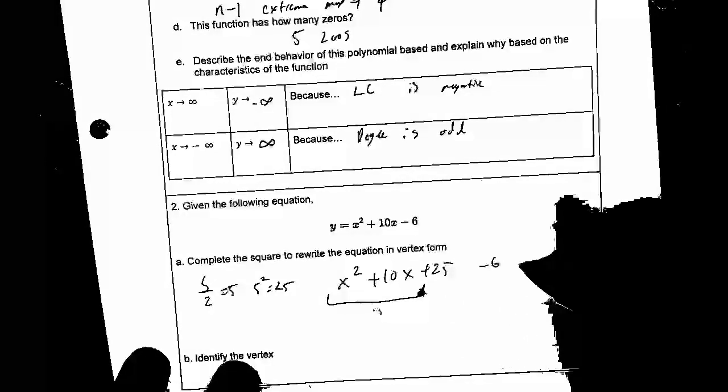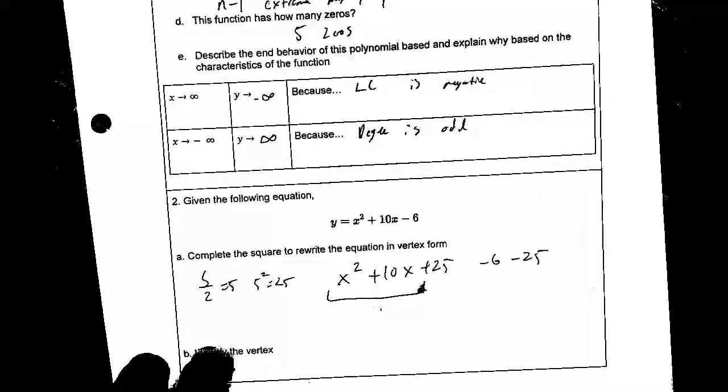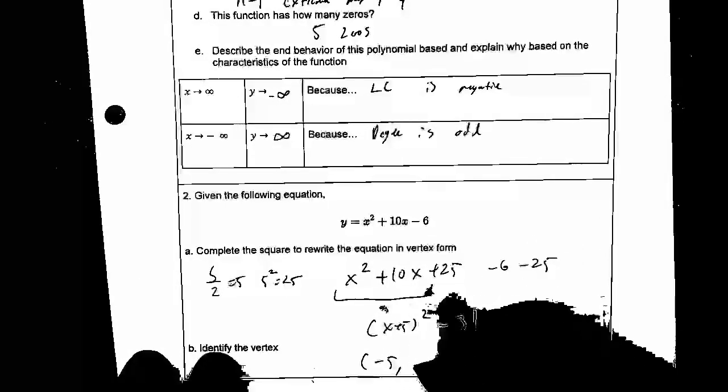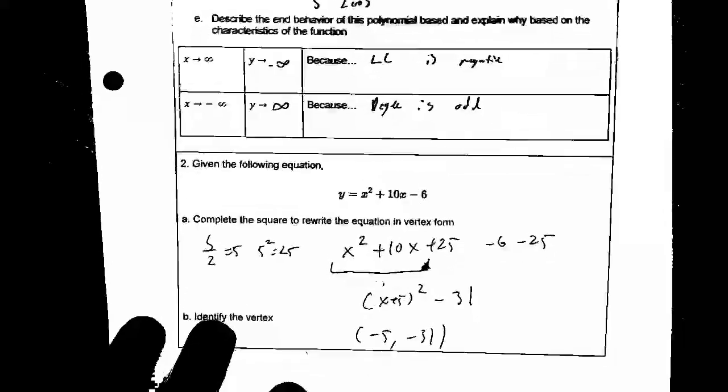Okay, given the following equation, x squared plus 10x minus 6, complete the square and rewrite the equation in vertex form. To complete the square, we want to add and subtract what would make this a perfect square. Your b over 2 here is 5, and 5 squared is 25. So we're going to add 25 here, and then subtract 25 there. Then we rewrite this as x plus 5 squared minus 31. So the vertex would be negative 5, negative 31.